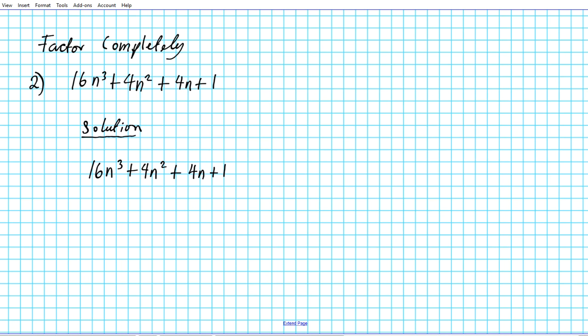So let's say we have, for question 2, the polynomial expression 6n to the third plus 4n squared plus 4n plus 1. Okay, so the task is to factor completely. In level 2 factorization by grouping, all we'll have to do is partition our expression down the center, factor the greatest common factor from both sides of the partition, and then we'll finish it off by factoring by grouping.